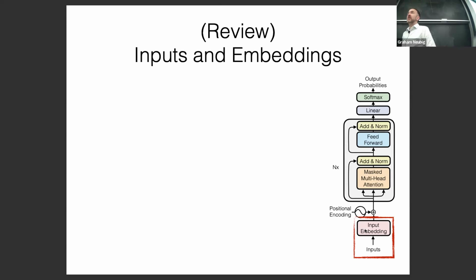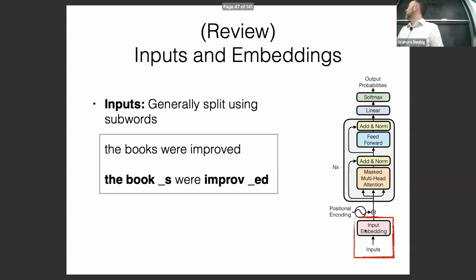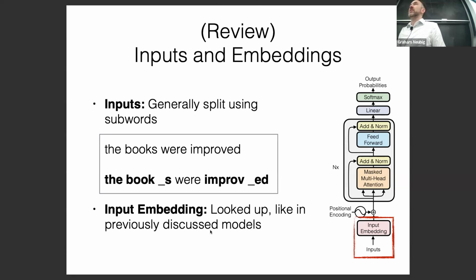So inputs and embeddings are kind of boring, since we've already covered them. Inputs are generally split into subwords, like we talked about before. Embeddings, you normally just look them up, like we discussed in previous models. So transformer-based models don't really do anything fancy here. The only big thing is that when transformer models came out, they normalized subword segmentation, and every major transformer-based model does subword segmentation now.